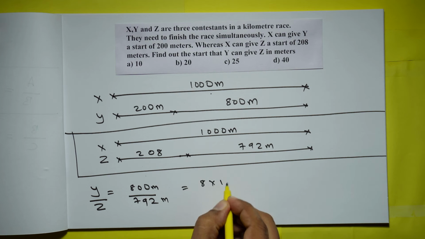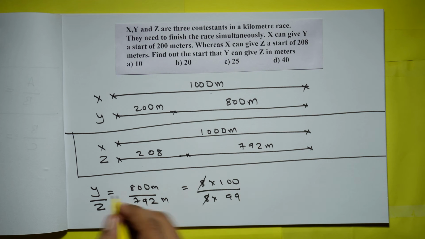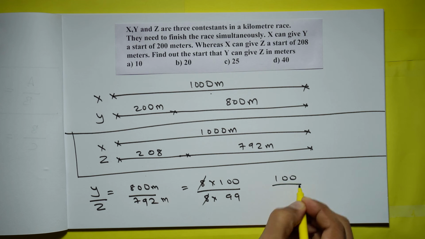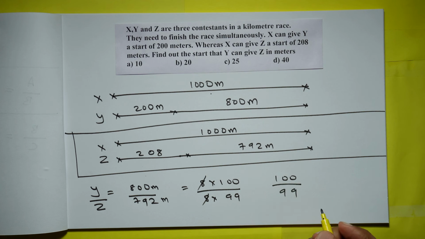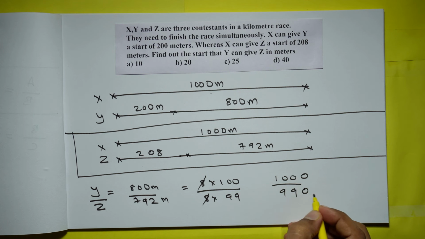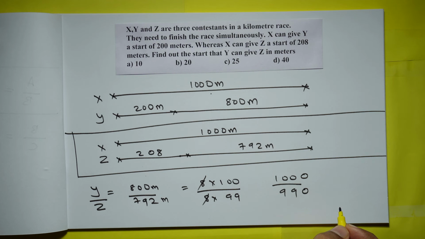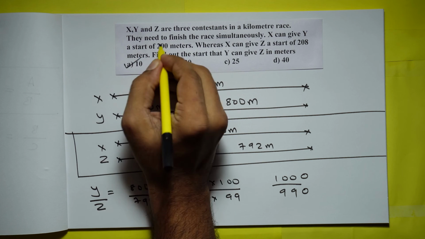800 is 8 into 100 and 792 is 8 less. So that will be 8 into 99. I will cancel out the 8s, which means that when Y does 100 meters, Z will do only 99 meters. Similarly, when Y does 1000 meters or 1 kilometer, Z will do 990 meters. So Y can give Z a start of 10 meters. And in the time that Z does the remaining 990 meters, Y will do the full 1000 meters or 1 kilometer, and they will both finish simultaneously. So Y can give Z a start of 10 meters. That is option A.